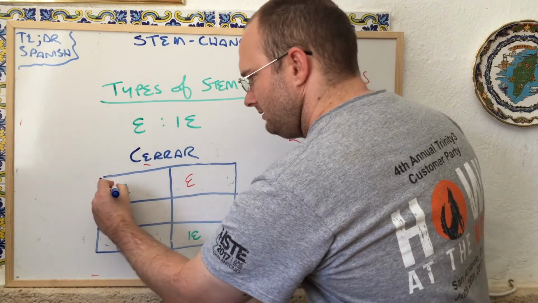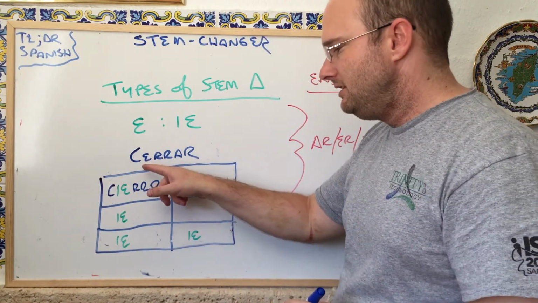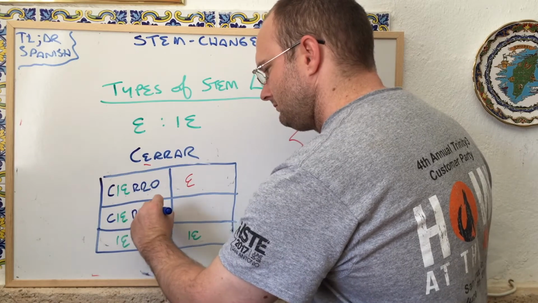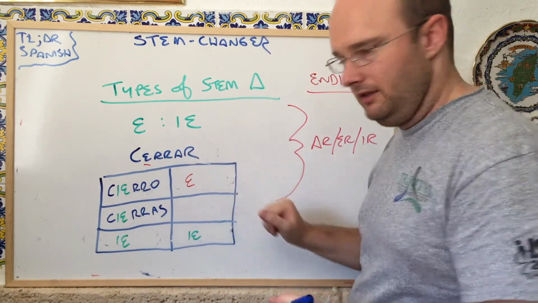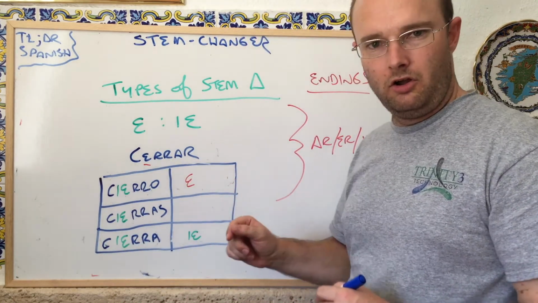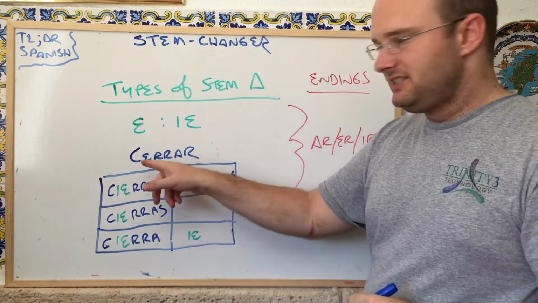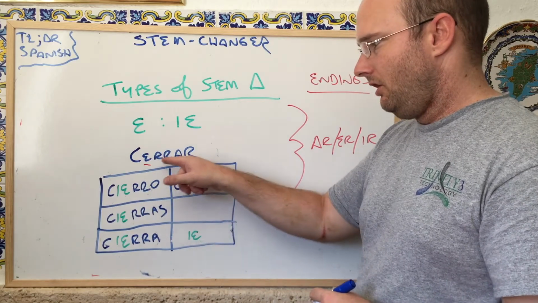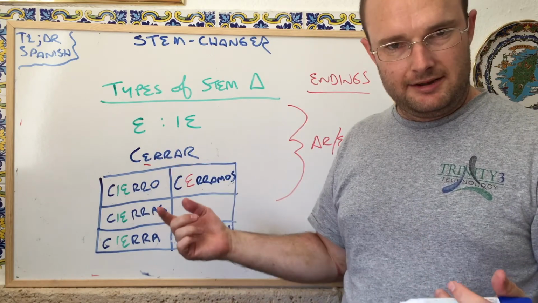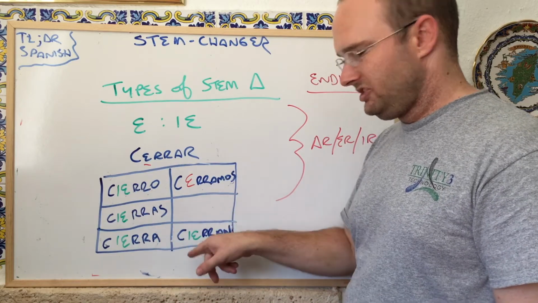So I have C, R, R, O, C, R, R, A, S, C-R-R-A, C-E-R-R-Amos, and C-I-E-R-R-A-N. So the verb to close, cerrar, is cierro, cierras, cierra, cerramos, cierran.